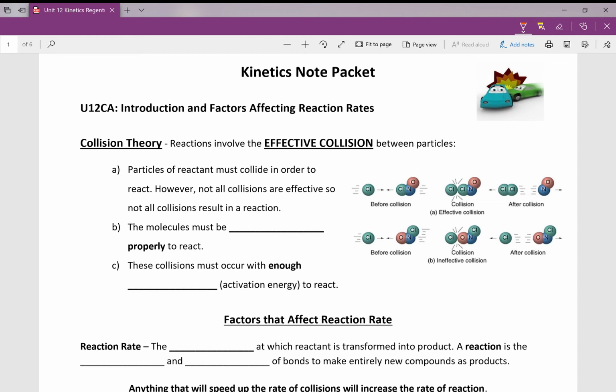Hey everyone, we are going to get started with our kinetics unit and just briefly discuss collision theory and the factors that affect reaction rates. So this is going to tie into the video that you watched yesterday and answered questions on. So some of this will be review for you.